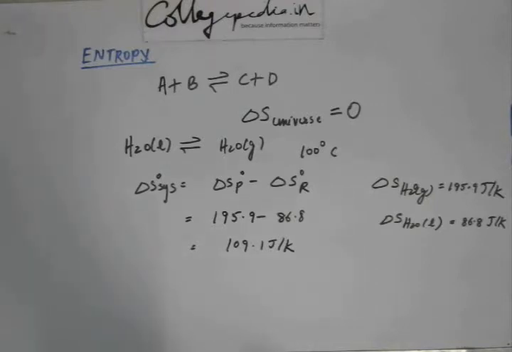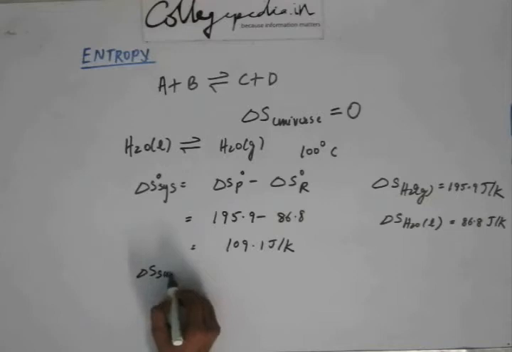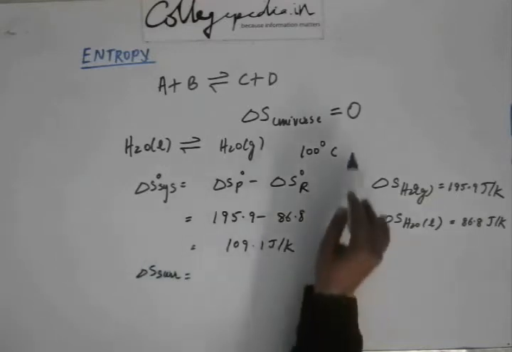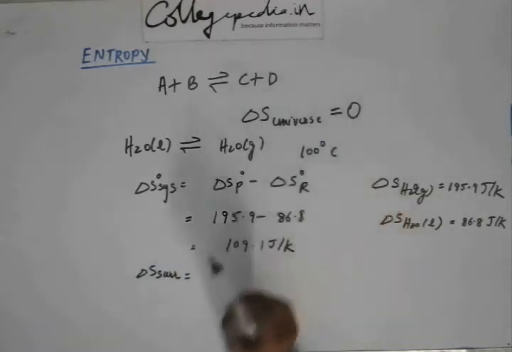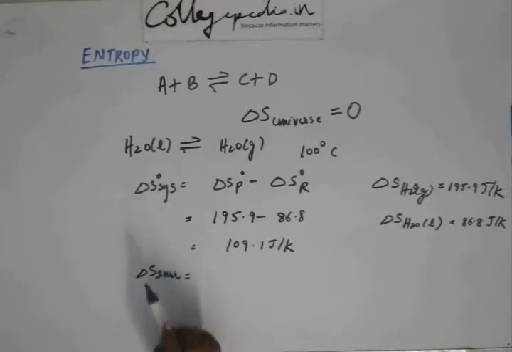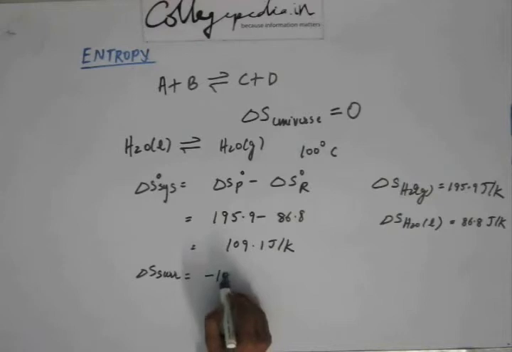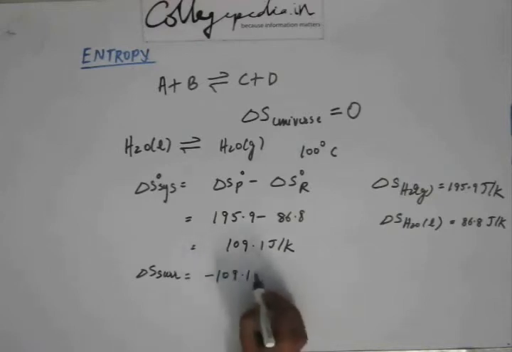Now if someone asks you what is the delta S of surrounding, then delta S of surrounding calculation is easy, because delta S of universe is 0. So delta S of surrounding plus delta S of system must be 0. So delta S of surrounding will be simply 109.1 minus 109.1 joule per Kelvin.